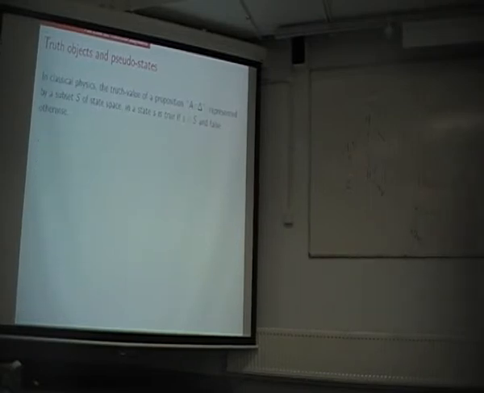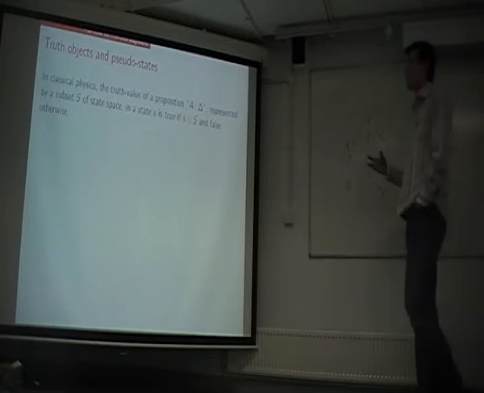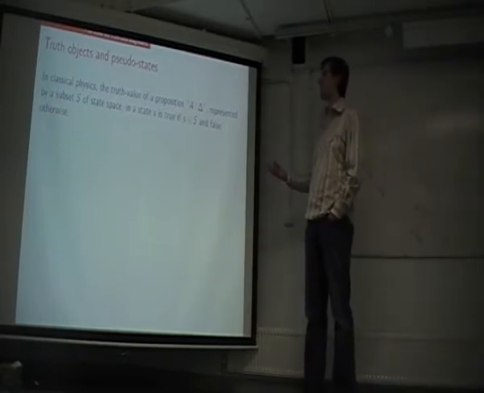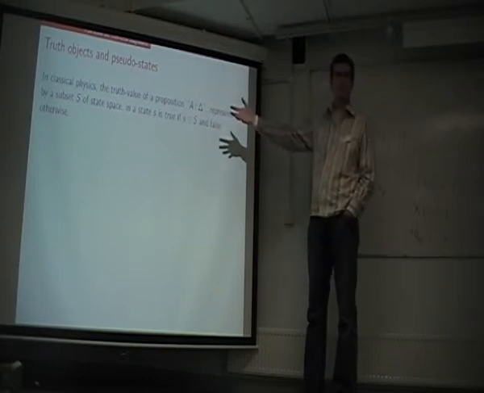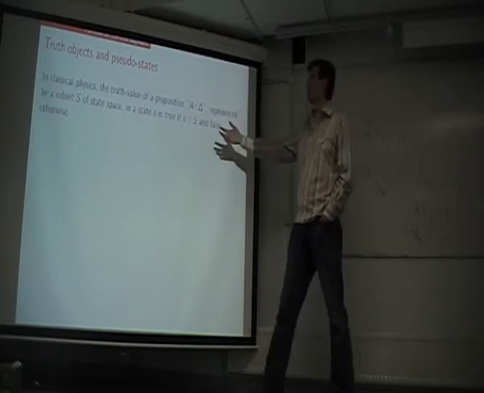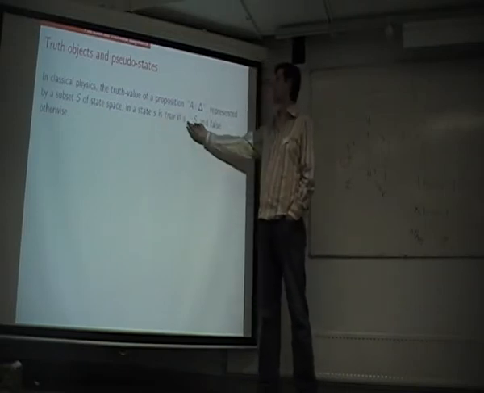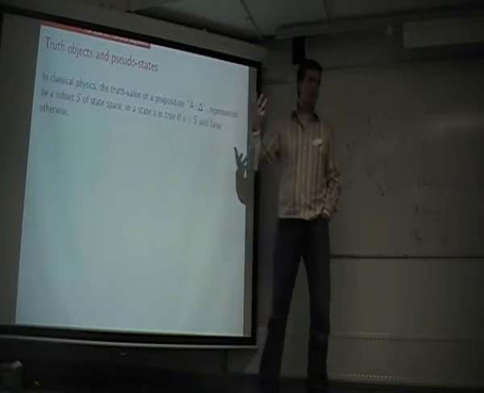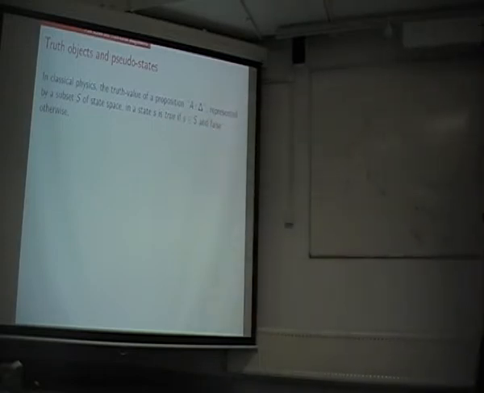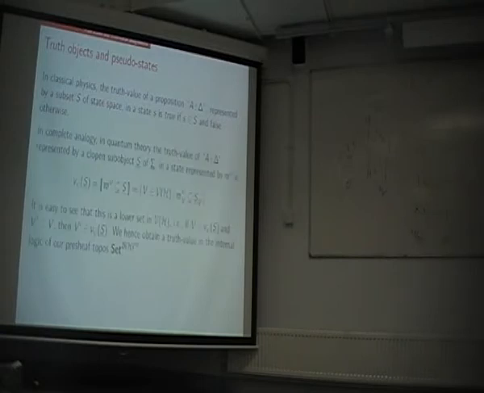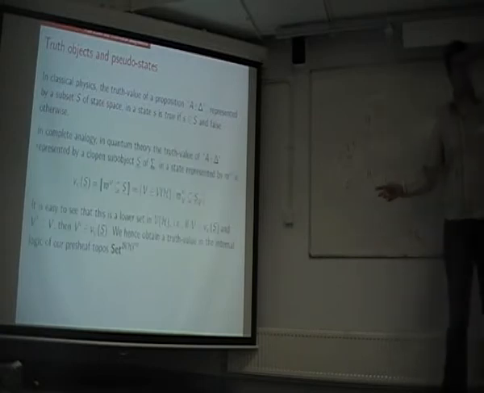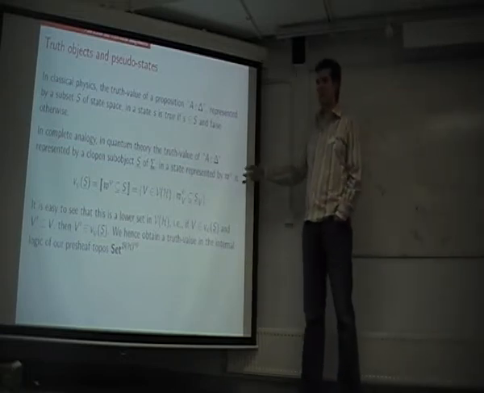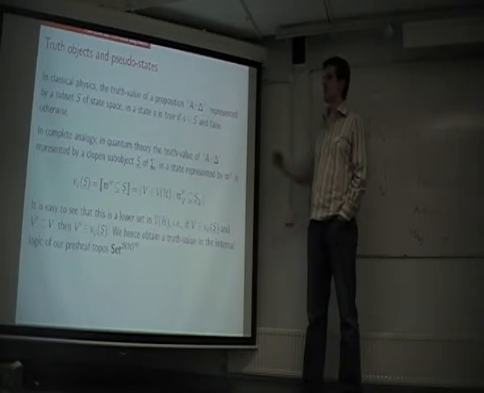So how do we get truth values? Well, in classical physics, the truth value for a proposition is given in a very simple way. You represent the proposition by some subset of state space, represent the state by an element of state space, and you basically ask, does the point lie in the subset or not? And that's your truth value. And we are doing just the same. It's really that simple also for this seemingly much more complicated setup.